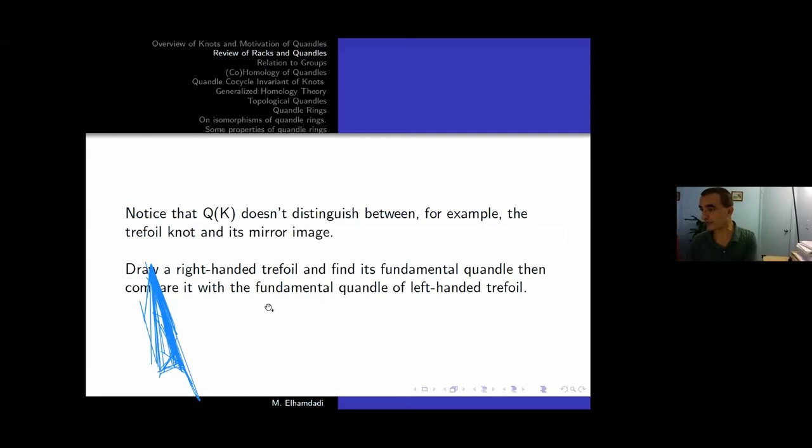Draw the right-handed trefoil. Color the arcs by some variables, say U, V, W. Write the fundamental quandle, simplify it, and double check that you get the same presentation basically. Then it is not possible to distinguish left-handed trefoil from right-handed trefoil using the fundamental quandle of the knot.